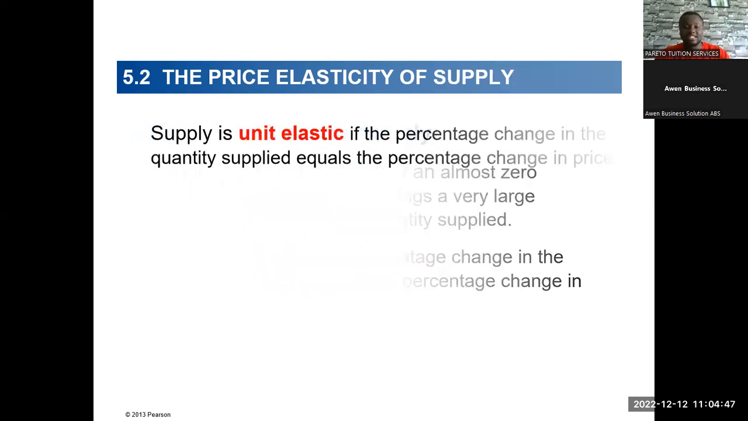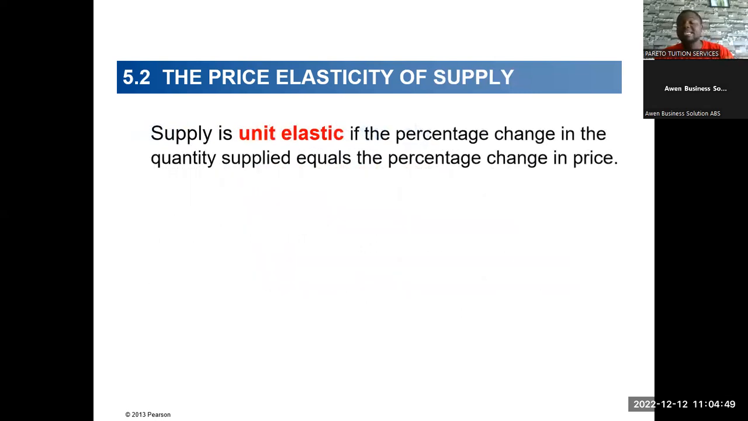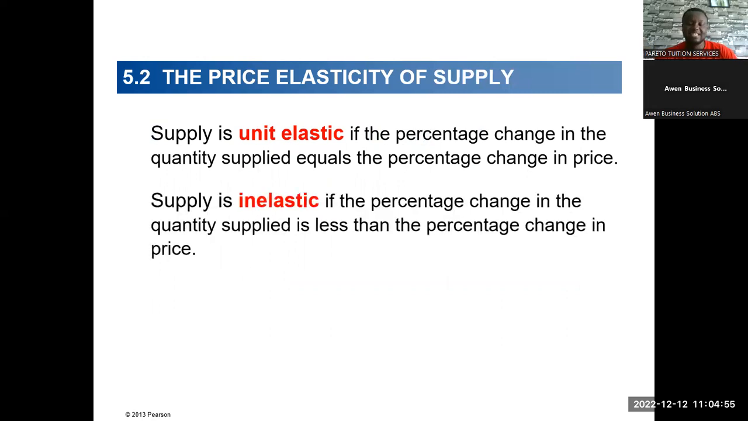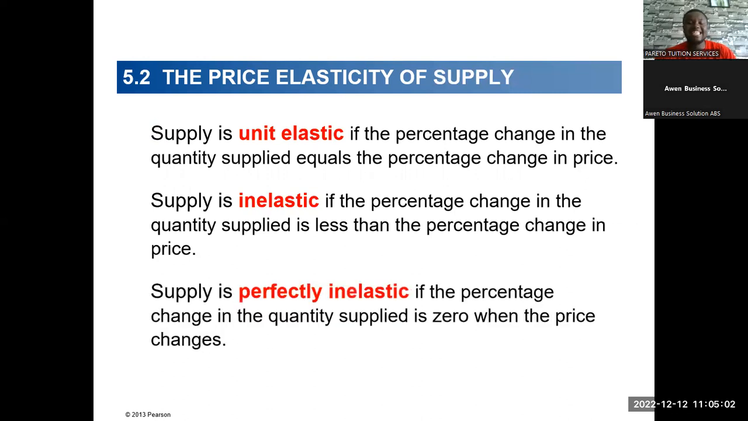Then we have unit. For the unit, they will be the same. The percentage change in quantity will be the same as the percentage change in price. Okay. Then we'll come to inelastic. So here, percentage change in quantity will be less than the percentage change in price. Then we have perfectly inelastic.